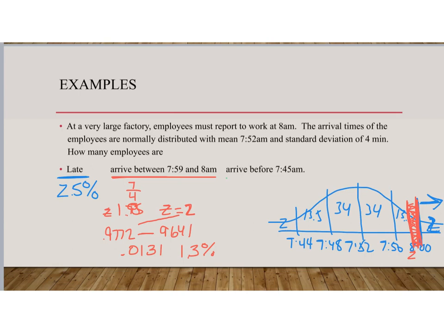The last one here, to arrive before 7:45 a.m. 7:45 would be right here. So you can kind of get an idea of how many would be before that. But to convert this, again, 7:45 minus 7:52 is a negative 7 minutes. I would divide that by 4, that's a negative 1.75, which I would round to negative 1.8. If I look that up on the chart, negative 1.8 is 0.0359, which means about 3.6% would arrive before 7:45 a.m.